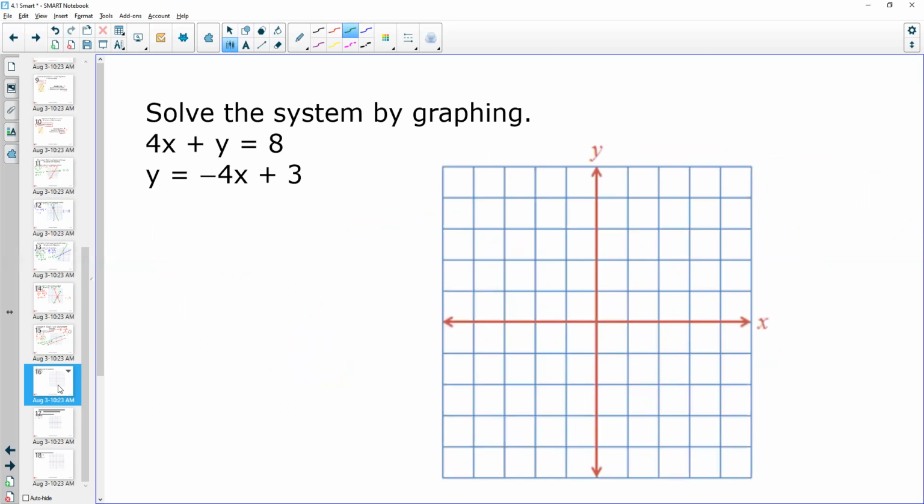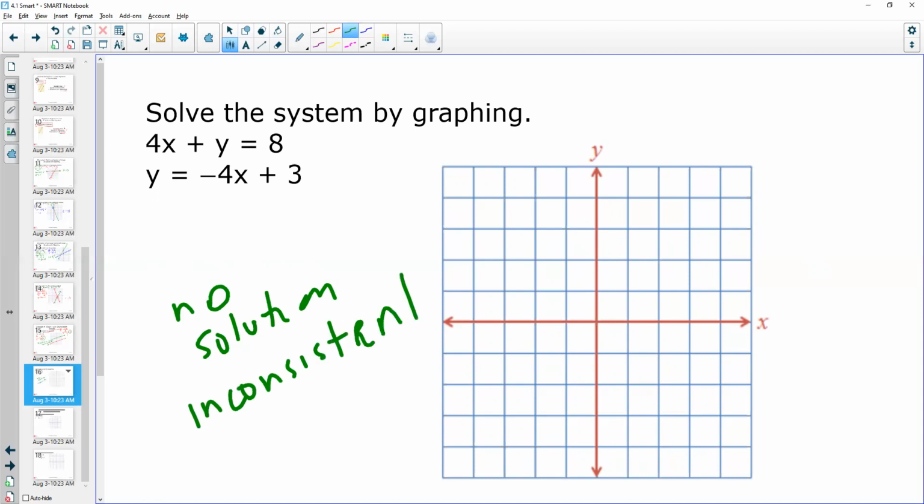All right, you graph. See if you can get it to work. I will tell you that once again, here there is no solution. You should get 2 parallel lines that are inconsistent. If you don't, come on into the discussion and let's talk about it.